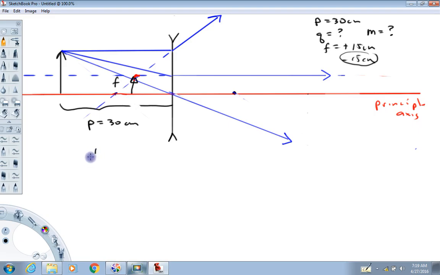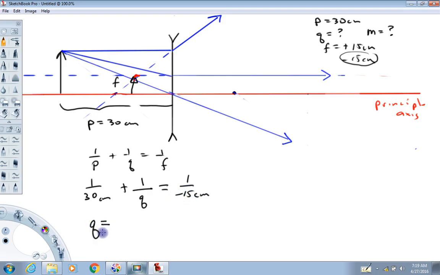So the thin lens equation: 1 over p plus 1 over q equals 1 over f. In this example, the object distance p is still 30 centimeters, positive, because it's a real object. The image distance q we don't know. The focal length f now is negative 15 centimeters, right? Converging lenses have positive focal lengths. Diverging lenses have negative focal lengths. So I'm going to now turn this over to my crew here and ask that they calculate a value for q.